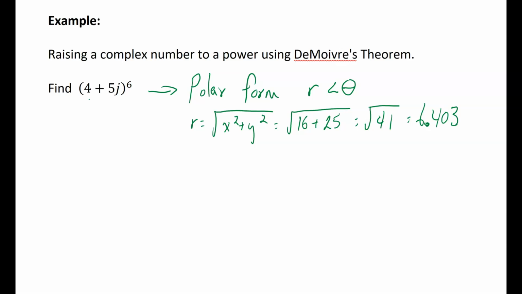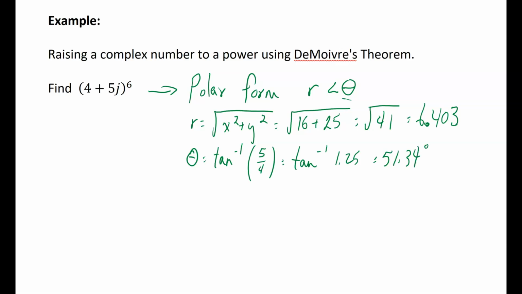Okay, we want to find the angle. First of all, before I find the angle, because quadrant's important, right? This is a positive x and a positive y, which means this angle is in quadrant 1. All right, just keep that in mind. So theta is going to be the tan inverse of y over x, 5 over 4. So that's the tan inverse of 1.25. So grabbing my calculator, that gives me 51.34 degrees.